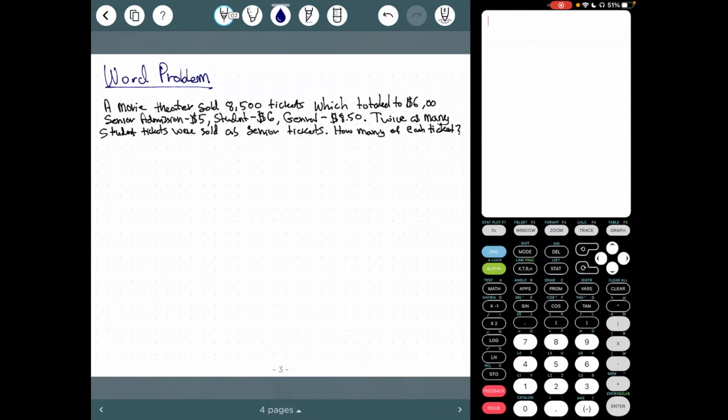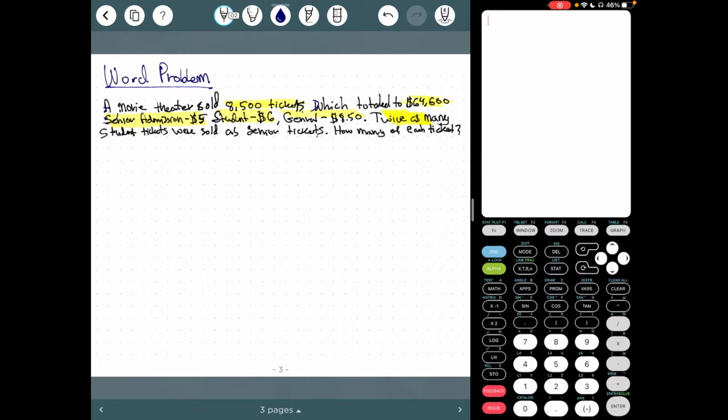Okay, so now for a word problem. A movie theater sold 8,500 tickets, which totaled to $64,600. Senior admissions cost $5. Student admissions cost $6, and general admission was $8.50. Twice as many student tickets were sold as senior tickets. How many of each ticket was sold?